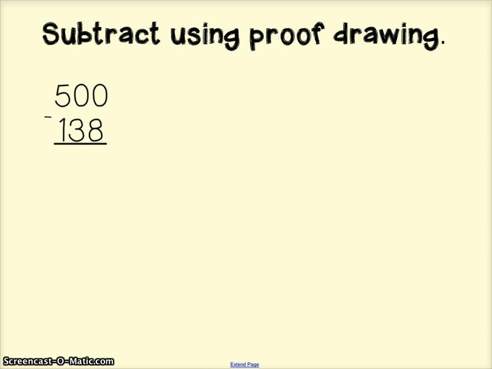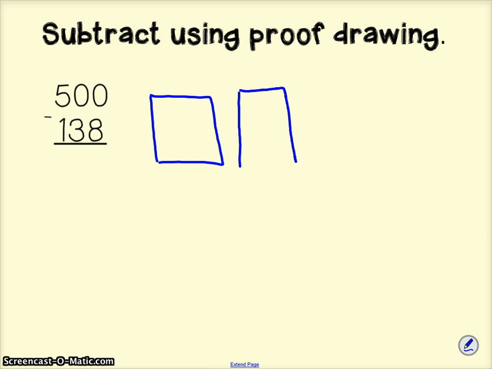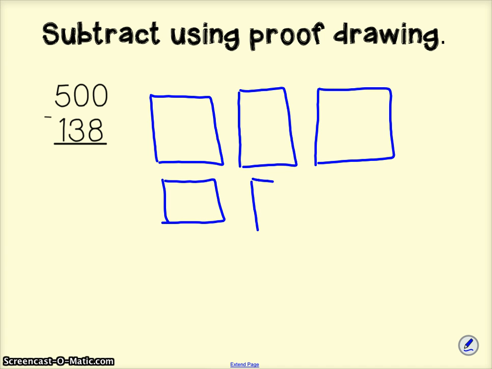Let's start with using a proof drawing. There were 500 paper clips, 138 were used. So we're going to start with the 500 that Lakeisha had. There's 100, 200, 300, 400, 500.